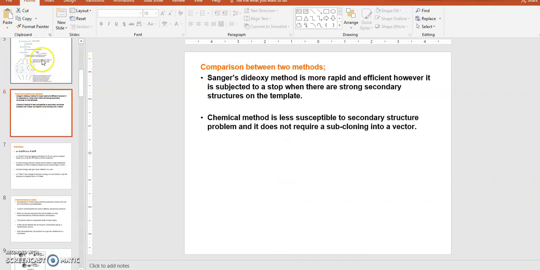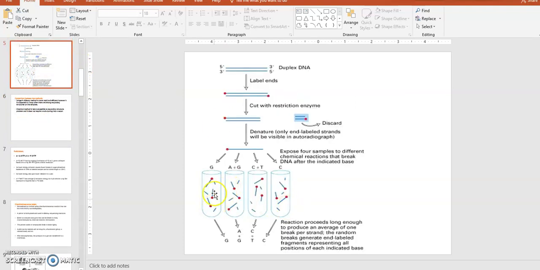It depends on which fragments are cut showing up. From this test tube, you're going to see all the G sites are cut, right? In this result, you can see all the A and G sites are cut. This one will show you all the C and T sites are cut, and this one will show you all the C sites are cut.